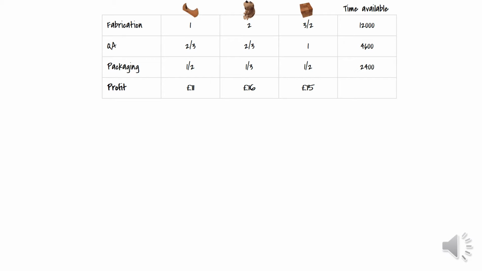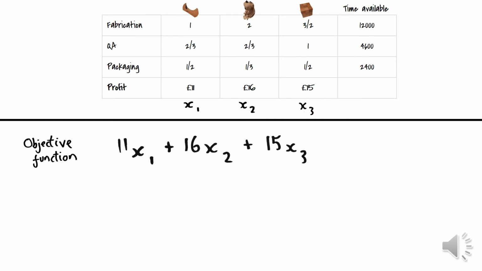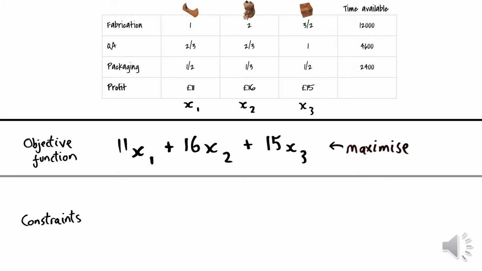Now, let's convert the problem to a standard form linear program. We're trying to maximize profit, so that becomes our objective function. We'll call the number of canoes made x1, dogs x2, and puzzles x3. That means we're trying to maximize 11x1 plus 16x2 plus 15x3. Note that a standard form problem must be a maximization problem. Now, the constraints. In standard form, x1, x2 and x3 must be greater than or equal to 0. We can't manufacture less than 0 items, so that makes sense here.